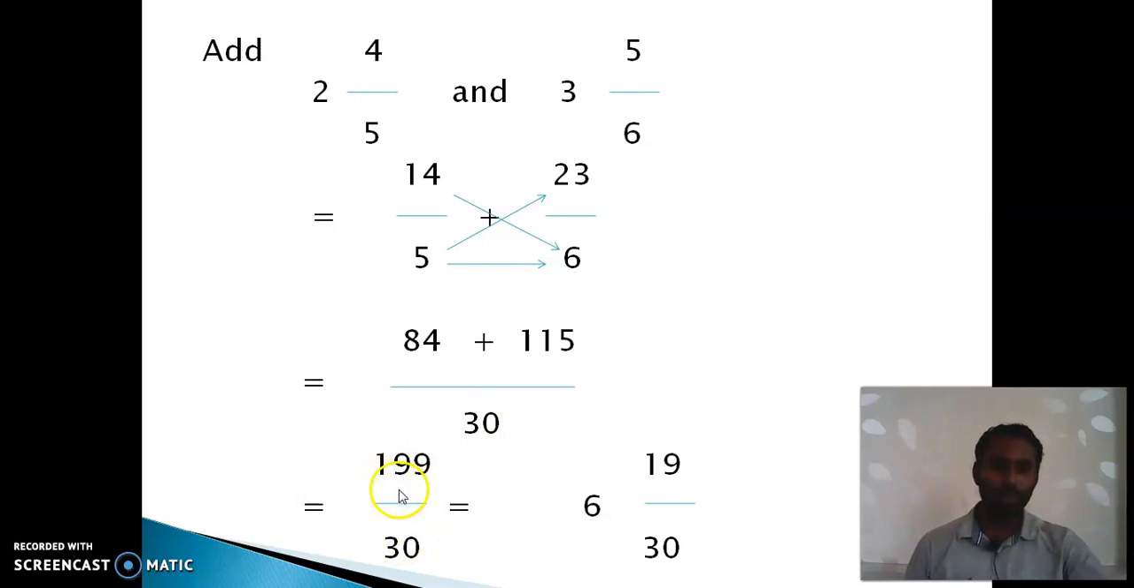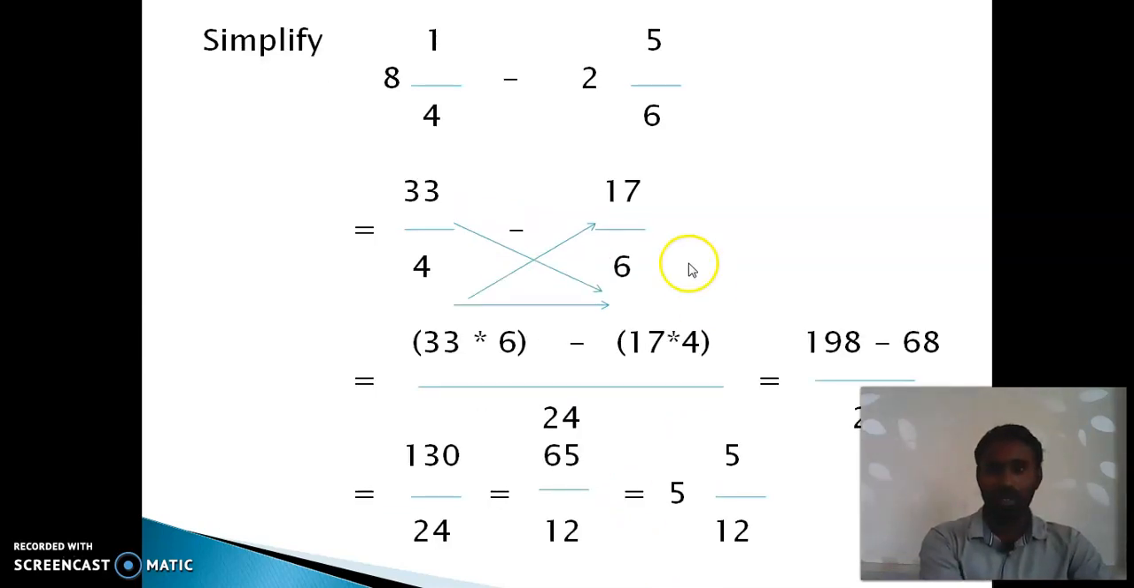In 199, how many 30s are present? So you have to divide it. Okay, 199, how many 30s are present, and what is the remainder? Simply what we have to do, 199 divided by 30. So 6 30s are 180. If you subtract means 19 will be the remainder. So 6, 19, that remainder you have to write in the top, and that denominator will be same, 30. And what's the quotient that you have to write? Okay, so 6 19 divided by 30. Understood?